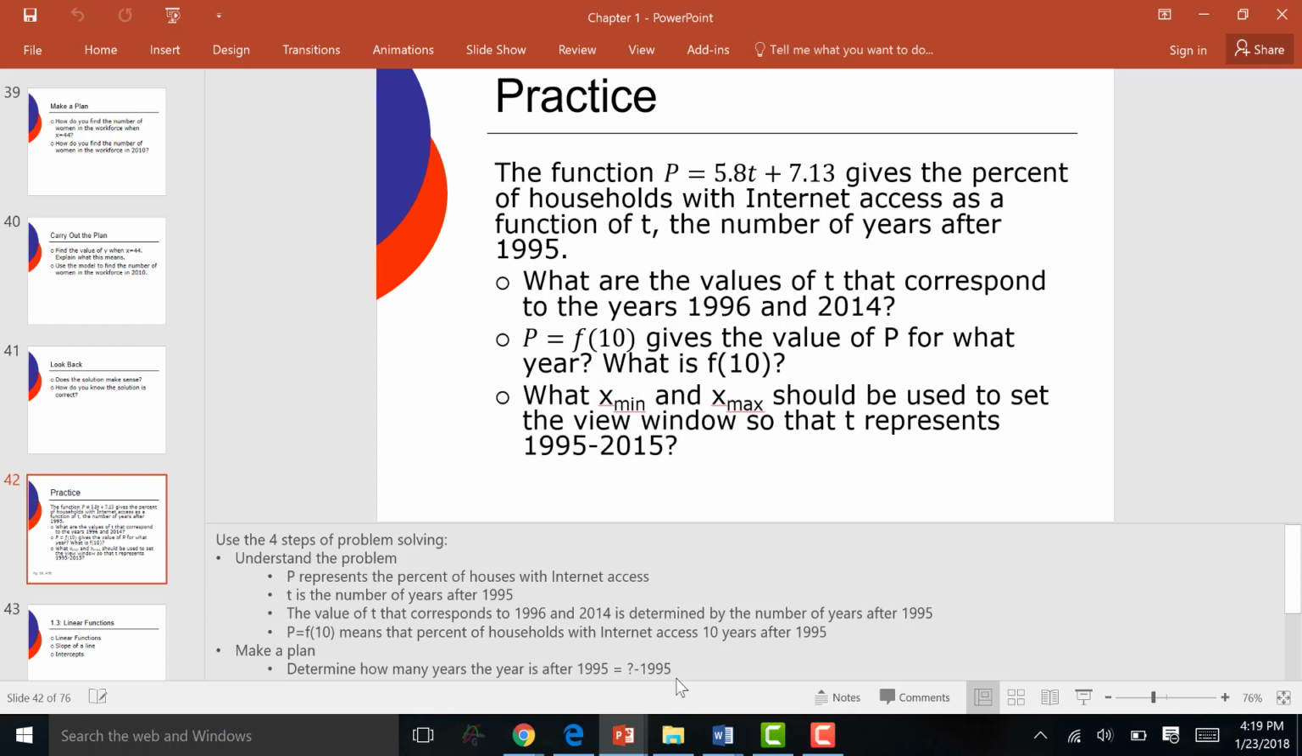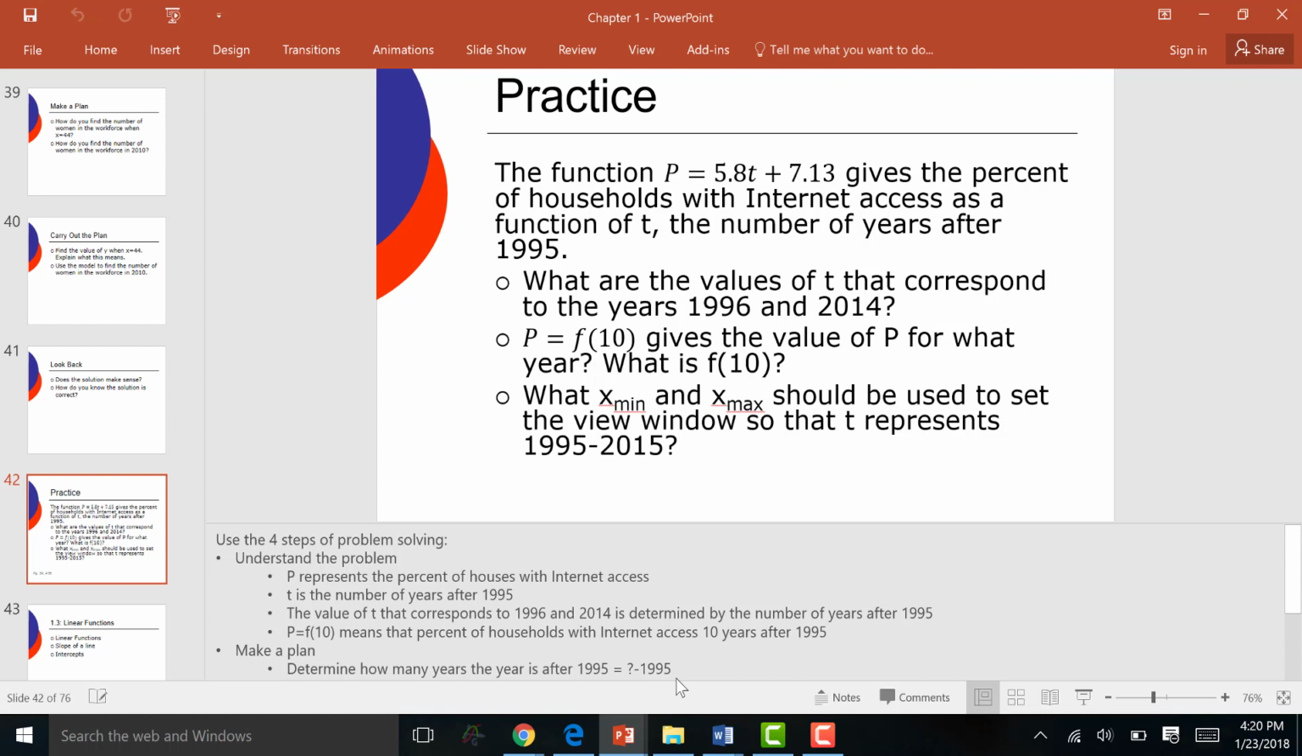That was P equals 5.8 times T plus, what's that? 7.13. All right, what else did they give us? T is what? The number of years after 1995. Okay, T is a number of years after 1995. Did they give us anything else? Did they tell us what T represented? What's P? Okay, so I'm just going to put the percent symbol. Percent of households with internet access.